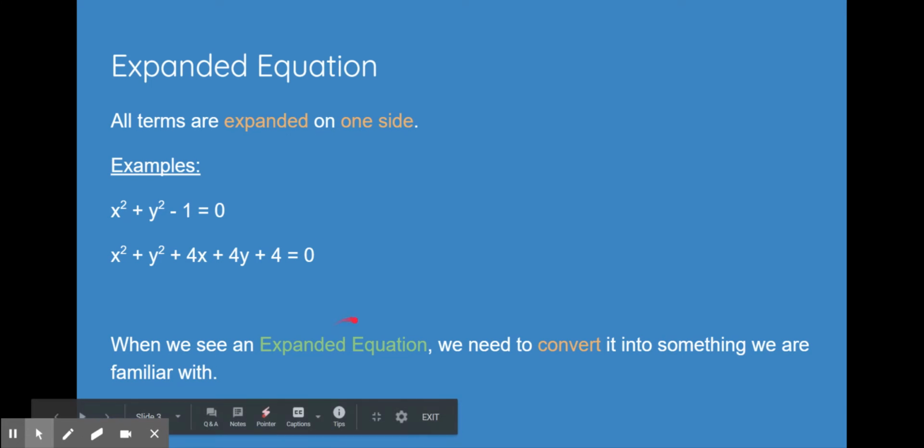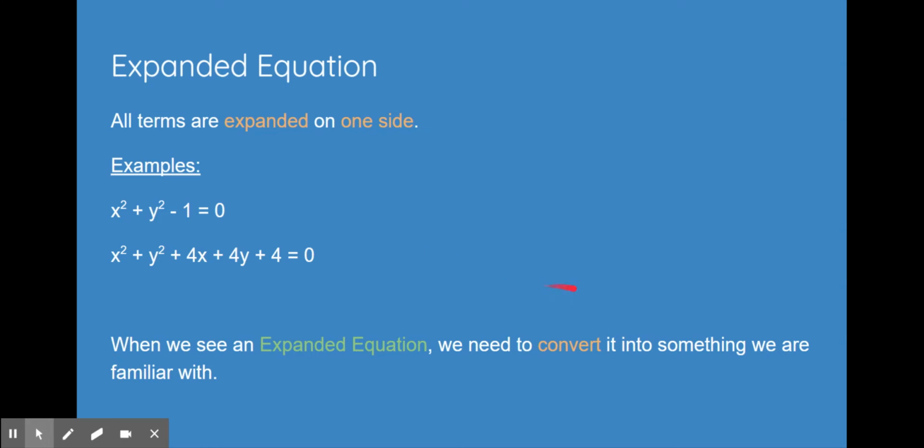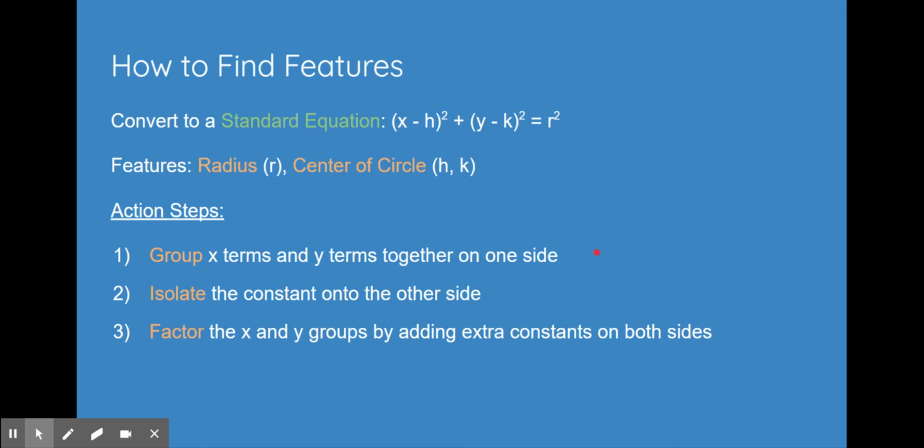When we see an expanded equation, we need to convert it into something we are familiar with. This will help us find the features of a circle in the expanded form. So, we would convert it into the standard equation, which is (x minus h) squared plus (y minus k) squared equals r squared. The features of this are the radius r, as you can see here, and the center of the circle, (h, k).